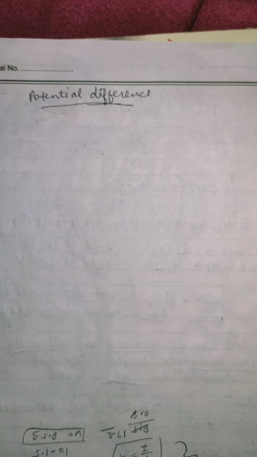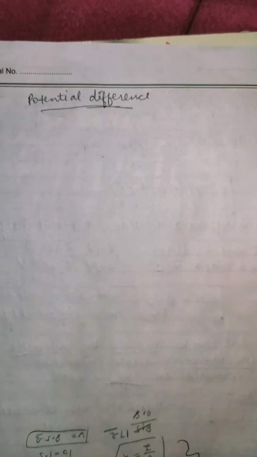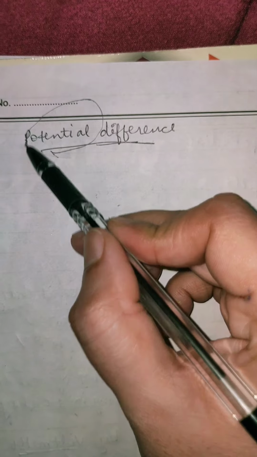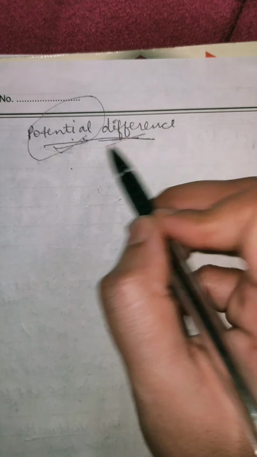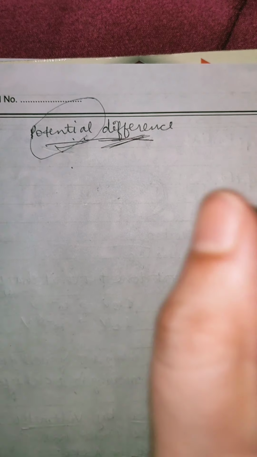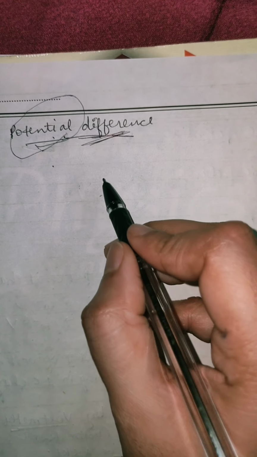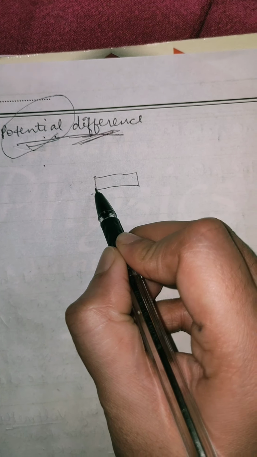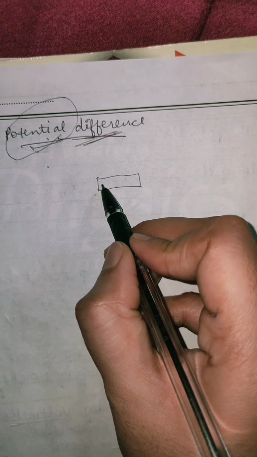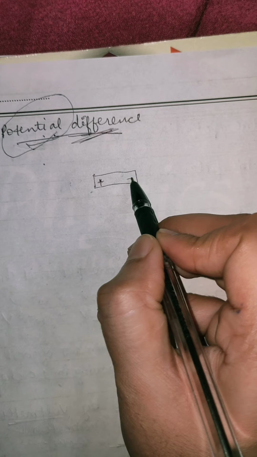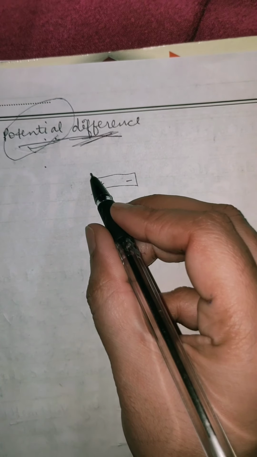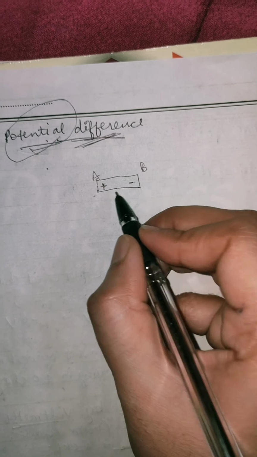Okay students, now we discuss potential difference. As we know, potential means work done per unit charge. Now we study the difference. Difference means difference between 2 points. Here we consider a battery. As you all know, in a battery there are 2 signs, here is positive and here is negative. This is point A and this is point B.